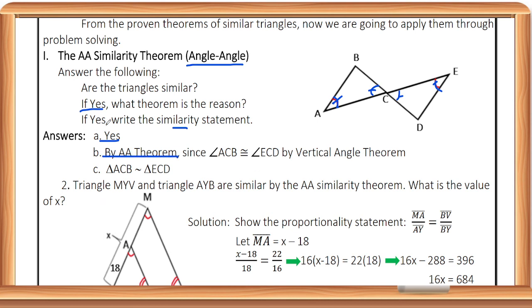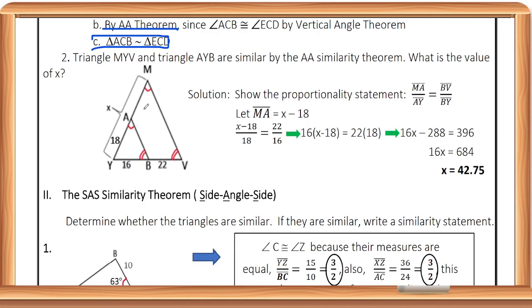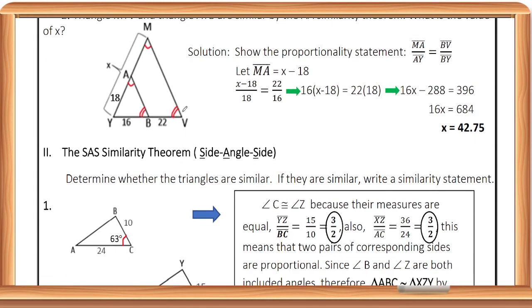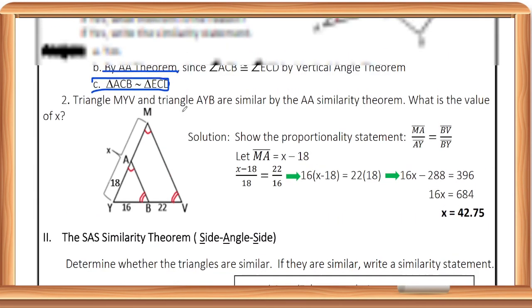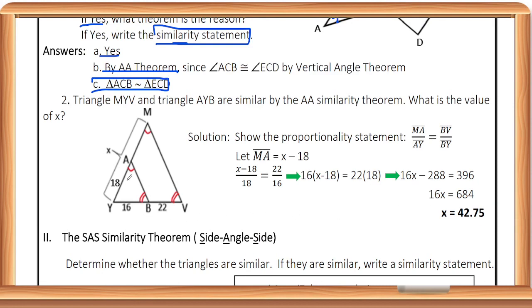And then, ano yung similarity statement? No? That triangle ACB is similar to triangle ECD. Yan yung magiging sagot dyan. Okay? The other one, we have here, ang given, this is 18, this is 16, this is 22. So, we have to know what is X.